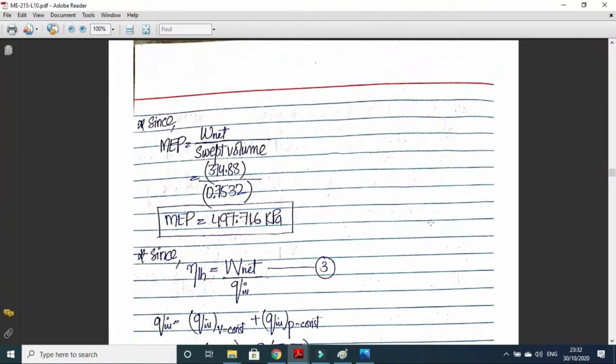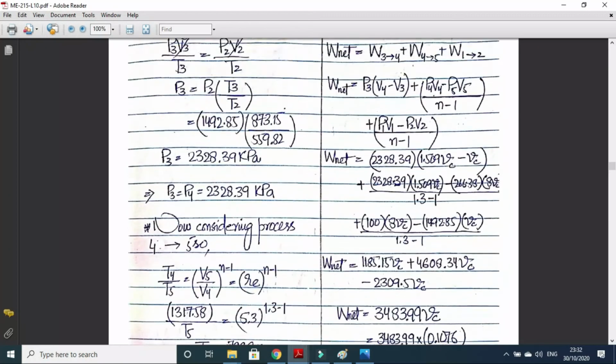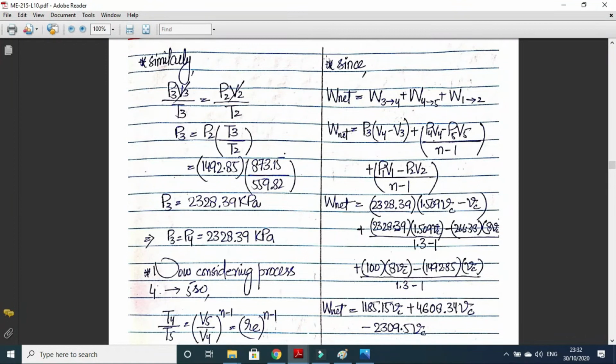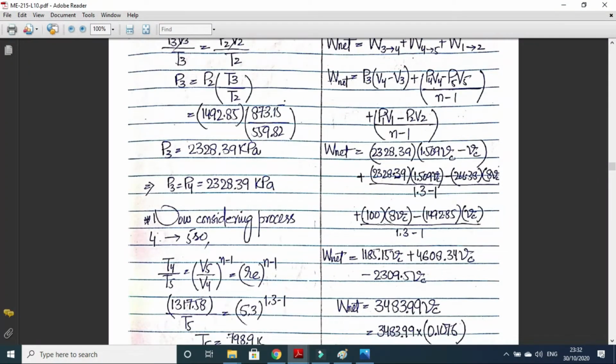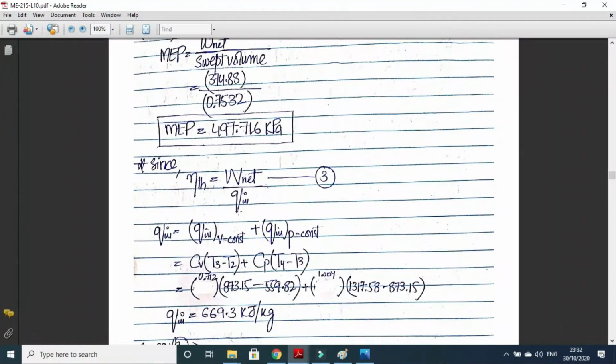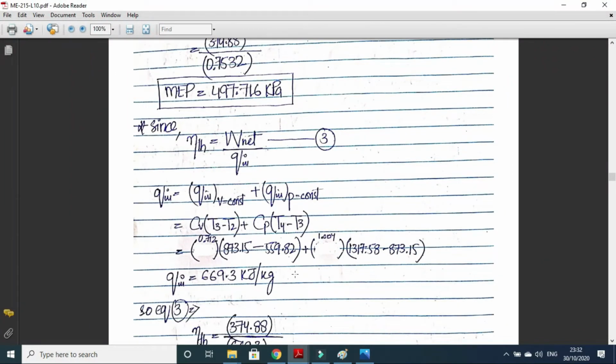Now students, you must be wondering why we use this long formula to calculate the net work output. We could have calculated the net work output by calculating the Q in. Here we have calculated Q in. We could have also calculated Q out. Then Q in minus Q out will be the net work output.